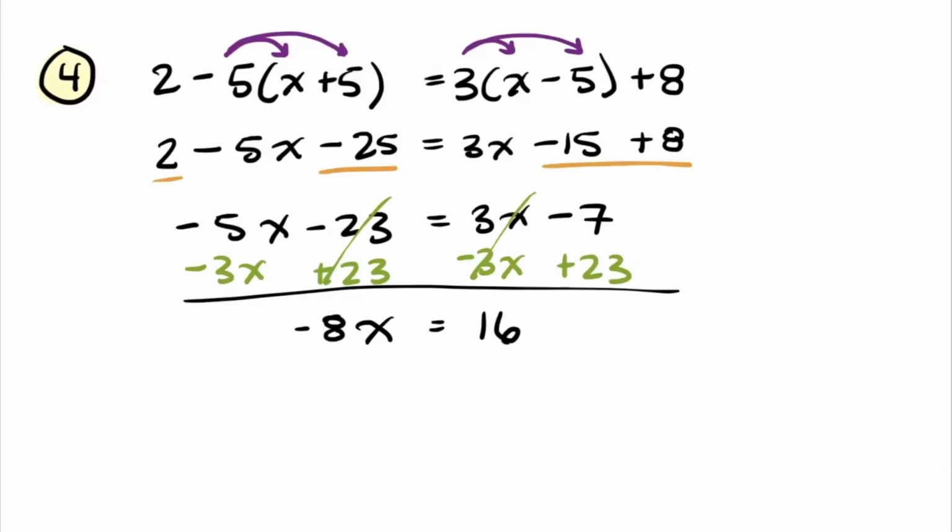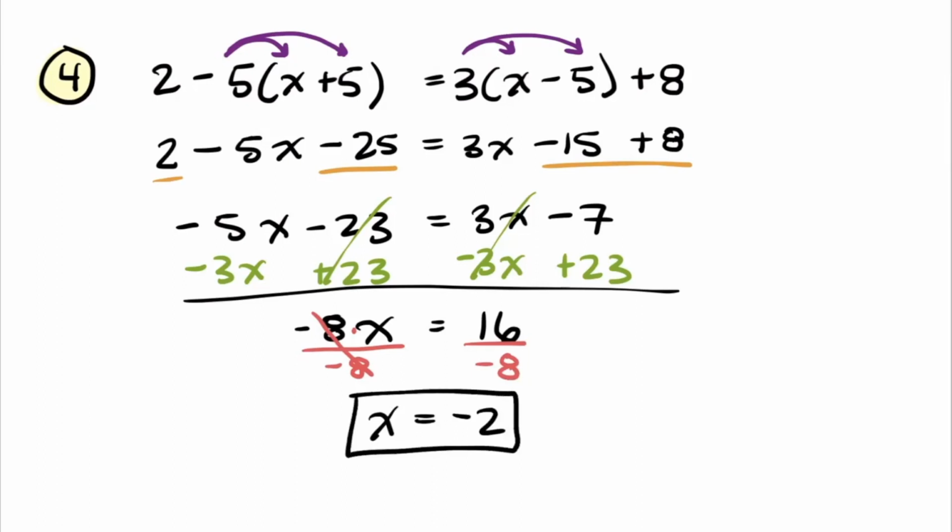All right, then last here, this is negative 8 times x, so we want to get 1x. We'll divide by negative 8 on both sides, and 16 divided by negative 8 gives us negative 2. So there's our solution to this equation.